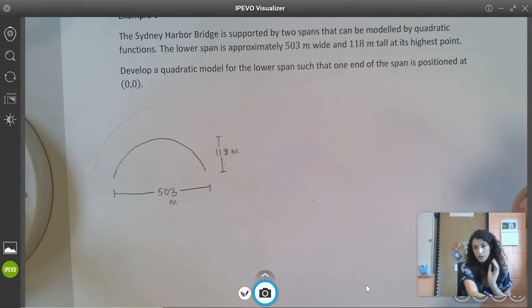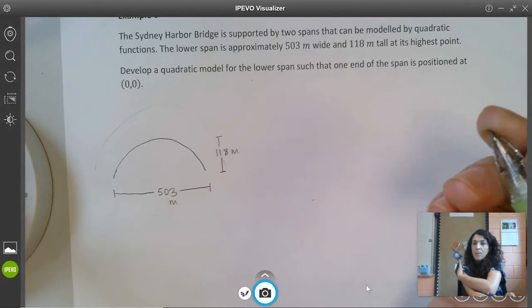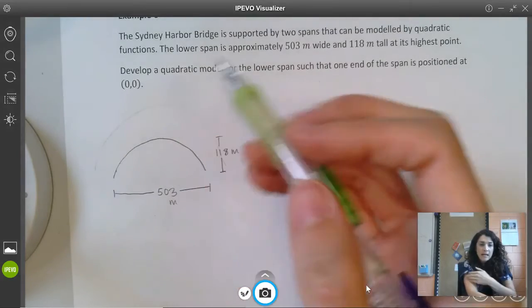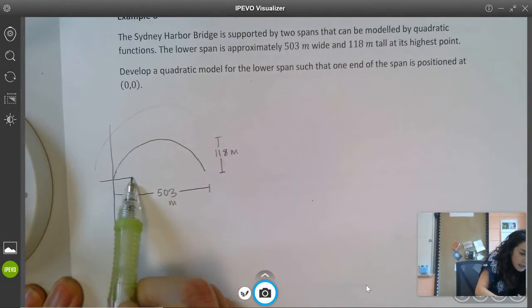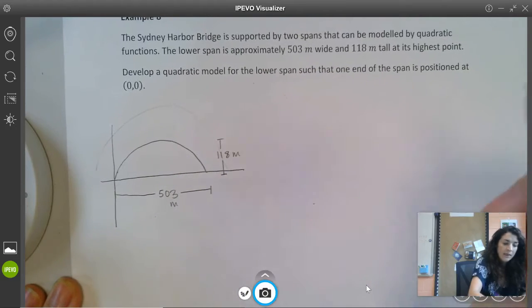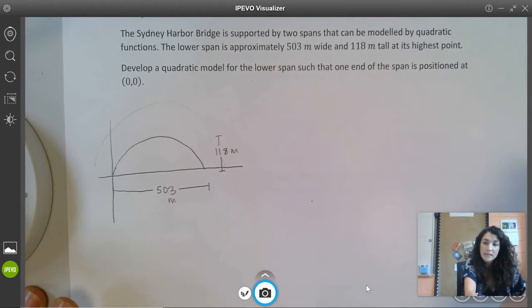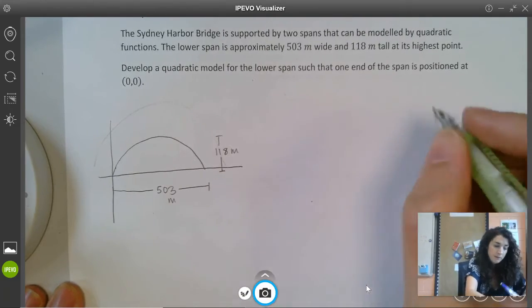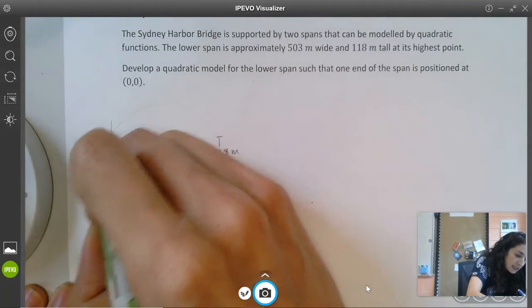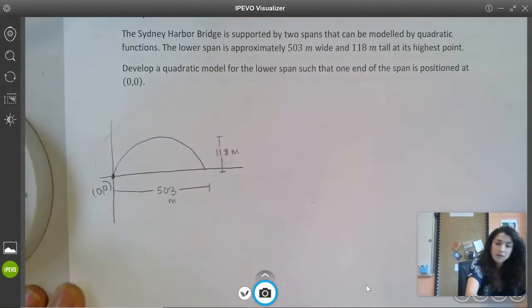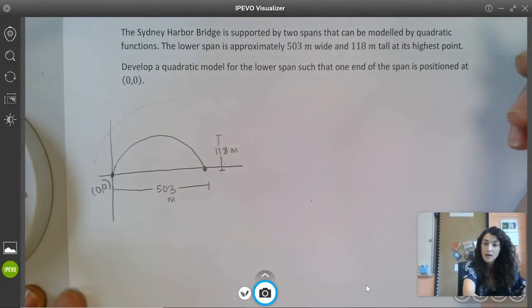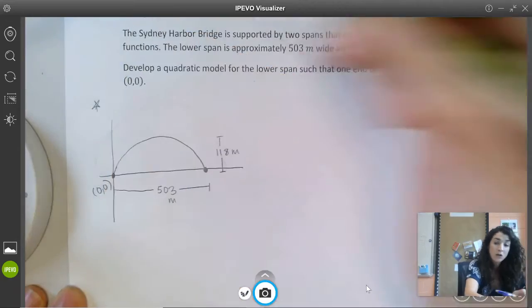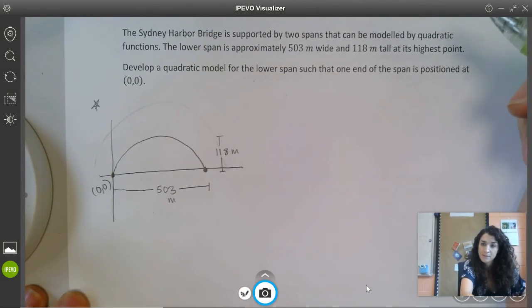If it wants us to put one end of the span at 0, 0, that means that our equation of the quadratic is going to look something like that, which means we can start picking out a few key points. This, for instance, is one key point. This point we can also figure out right away. I want you to go ahead and tell me what you think that point is.